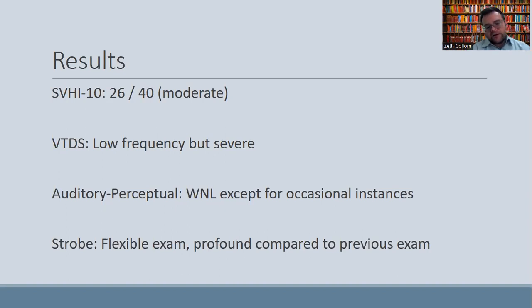There's another patient-reported outcome measure known as the Vocal Tract Discomfort Scale, where there are several vocal symptoms that you rate for both severity as well as frequency. And across the board, per his report on the VTDS, his symptoms didn't happen very often, but when they did happen, they were quite severe, which is really interesting. Auditory perceptual, overall, he sounded fine in speech. He didn't sound terrible in singing, except that, to a trained ear, you could tell when he was straining, when he was pushing a little bit.